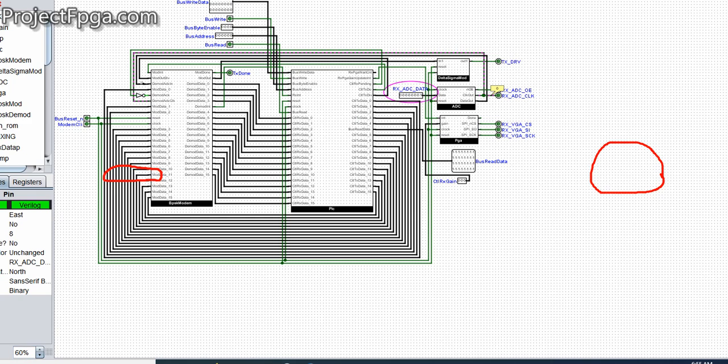Next tutorial, we'll talk about the FPGA subcircuit, and then we go to the PLC and then the BPSK modem.